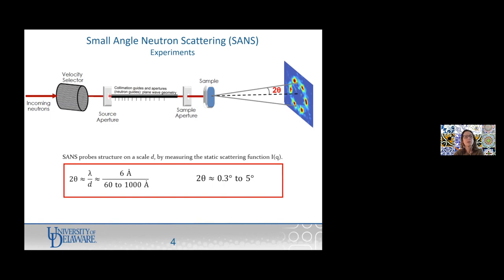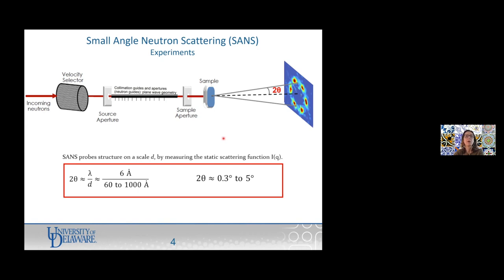There'll be a source aperture that defines the size of the source. And then we have some collimation guides and apertures that we use to define the flux and the coherence that you're going to have. Then you have a sample aperture, you have your sample, and there's scattering. So the scattering will happen at some angle, the scattering angle 2 theta that I'm showing you there. And in very, very basic terms, a scattering experiment is basically an experiment where you're measuring how the intensity of the scattering varies with this angle 2 theta here on the detector.